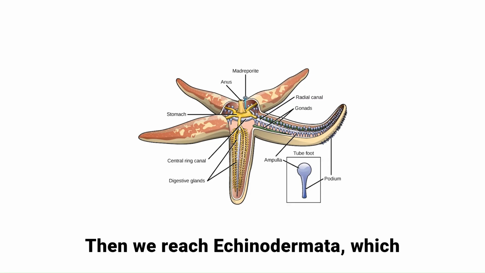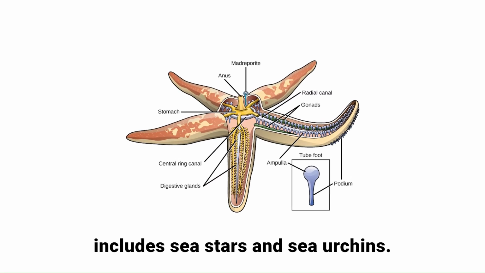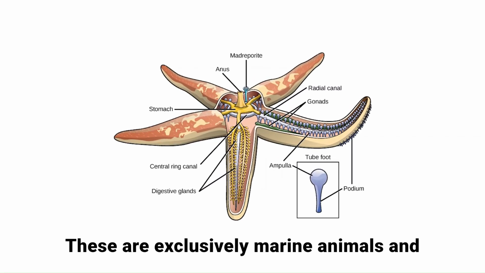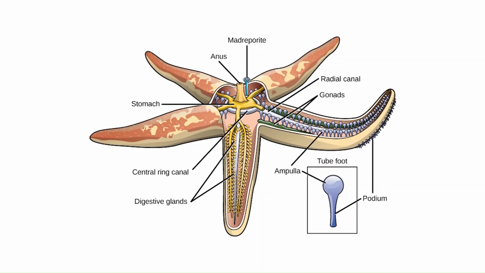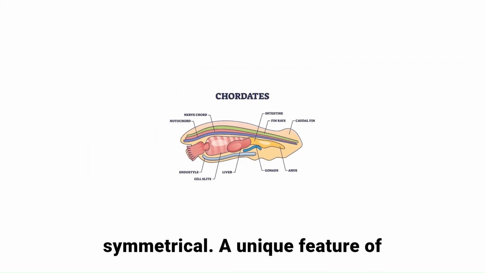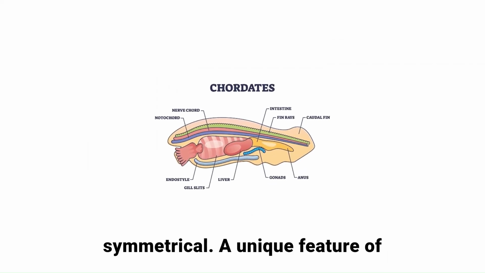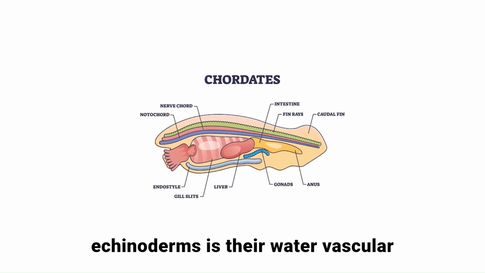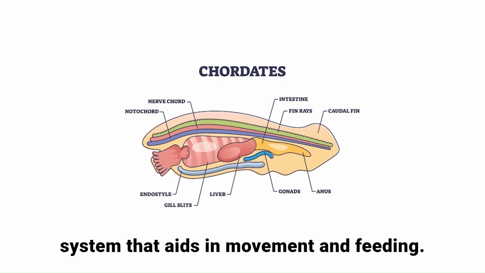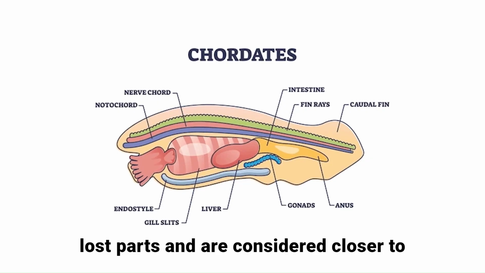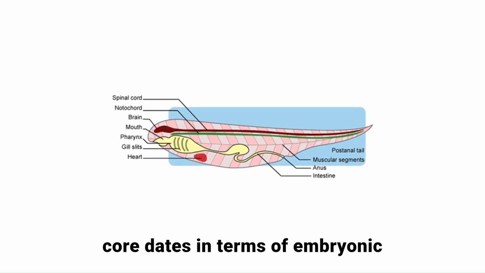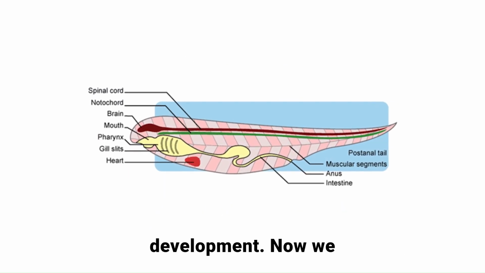Then we reach Echinodermata, which includes sea stars and sea urchins. These are exclusively marine animals and exhibit radial symmetry in adults, although their larvae are bilaterally symmetrical. A unique feature of echinoderms is their water vascular system that aids in movement and feeding. They also have the ability to regenerate lost parts and are considered closer to chordates in terms of embryonic development.